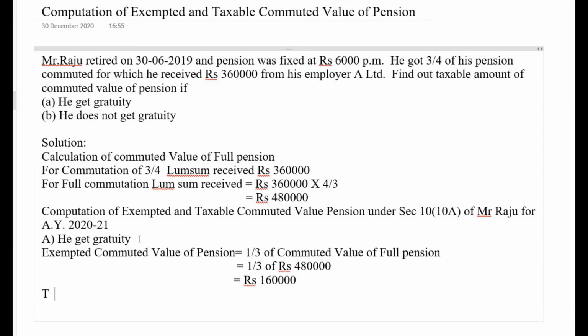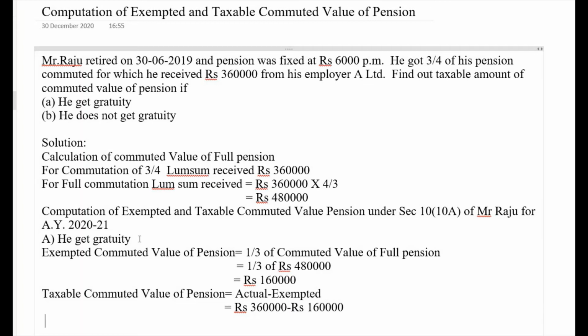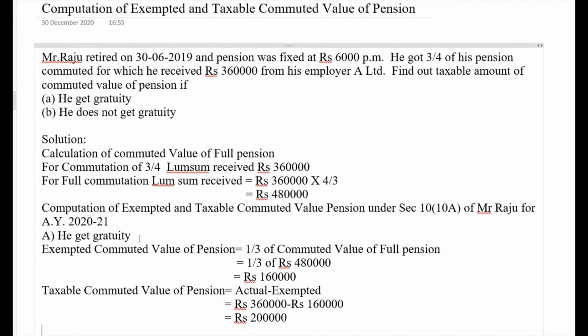So therefore, taxable commuted value of pension equals actual minus exempted. So actually how much he has received, that is given in the problem as rupees 3,60,000, minus rupees 1,60,000. So that comes to rupees 2 lakhs as the taxable commuted value of pension. Now let's go for case B here.